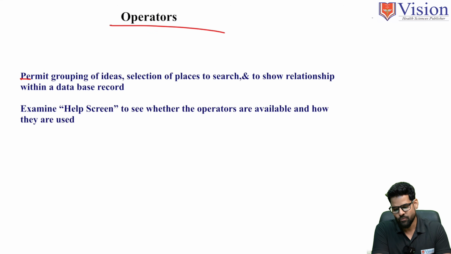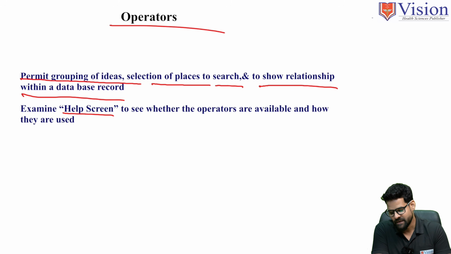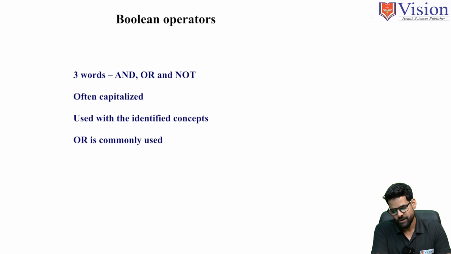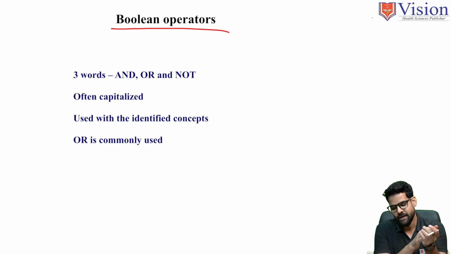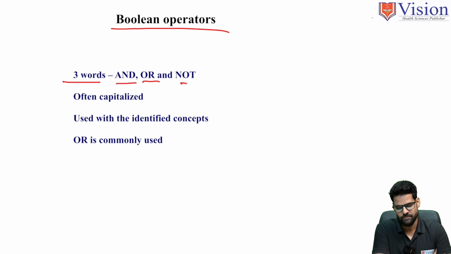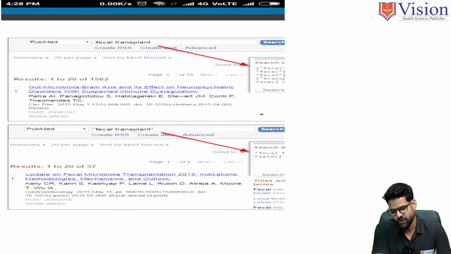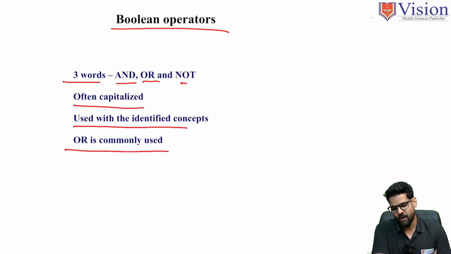They permit the grouping of ideas, selection of places to search, and show the relationship within the database records. So examine the help screen to see whether these operators are available or not. The Boolean operator is the one most commonly used. It is available on PubMed. There are 3 words used as operators: AND, OR, and NOT. They are all capitalized and used with the identified concepts. OR is most commonly used. If I talk about AND, it is used to narrow the search.